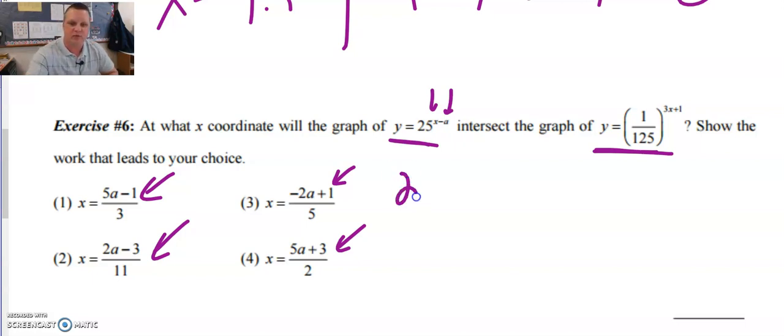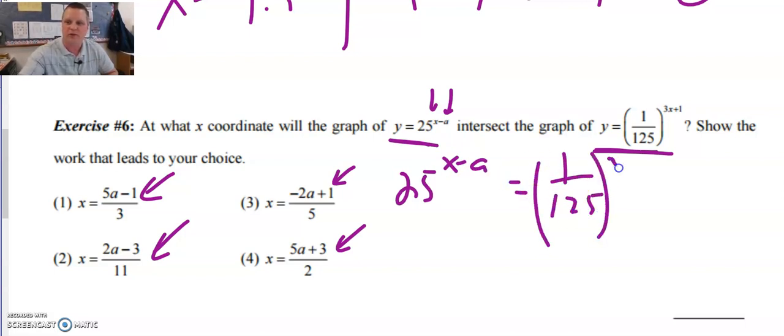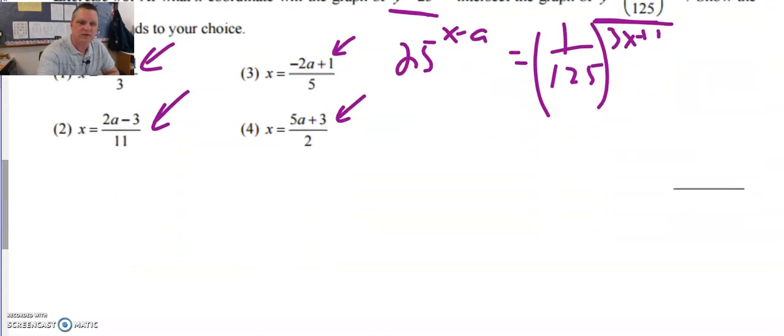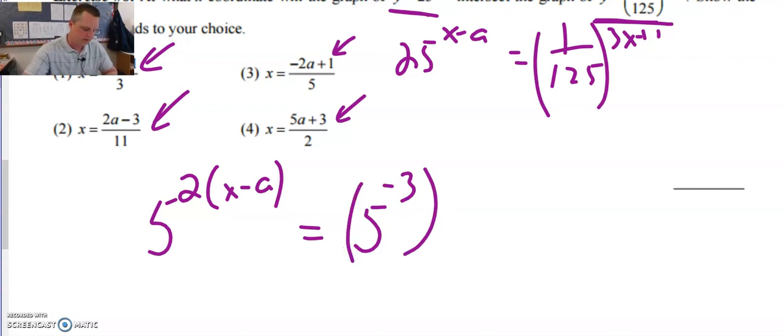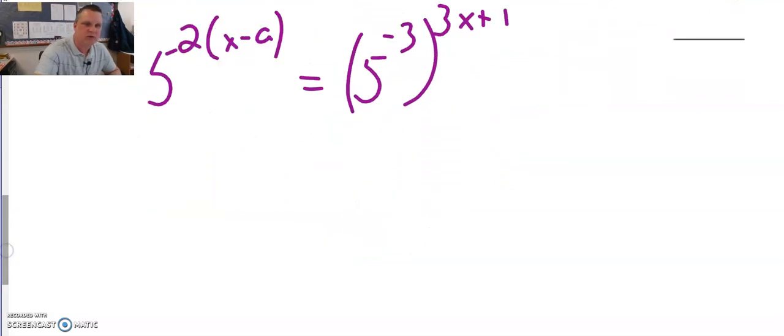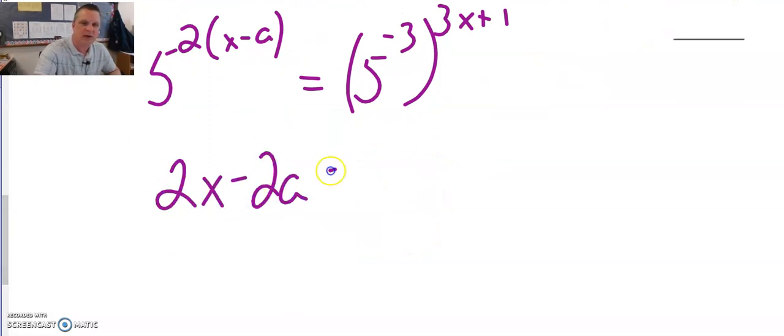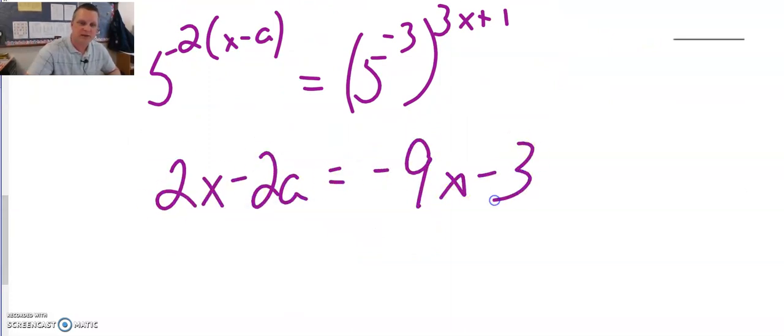Therefore, we set 25 to the x minus a equal to 1 over 125 raised to the 3x plus 1 power. Now, again, 25 goes down to a base 5. So this is 5 squared, x minus a in parentheses, equals, remember the 1 over 125 is 5 to the negative 3 power, and that is going to be raised to the 3x plus 1. So we have the same base. So then we distribute, so we have 2x minus 2a equals negative 9x minus 3.